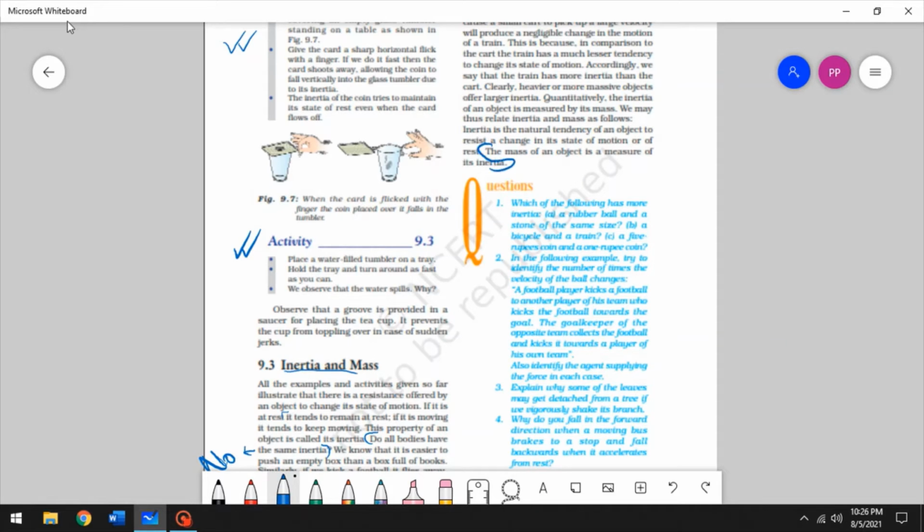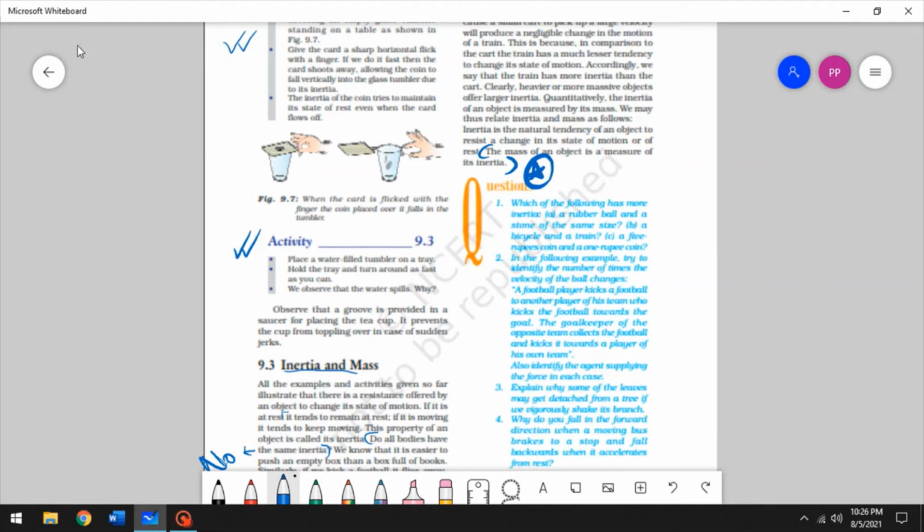That is a very important statement. So the mass of an object is a measure of its inertia. The heavier an object is, the less likely it is to move under the influence of a weak external unbalanced force.